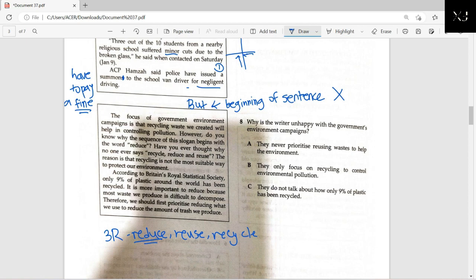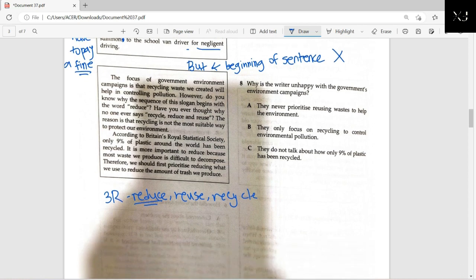The reason is that recycling is not the most suitable way to protect our environment. Are you guys surprised? Actually, reduce is the best way for us to protect our environment. You must think, reduce is what? You don't use so much, right? Recycle, you already create that thing already, and you are sending it to get it made into something new. But if the production of plastic, for example, is reduced from the beginning, obviously there would be less plastic waste. So that's why they say that reduce is actually the best way.